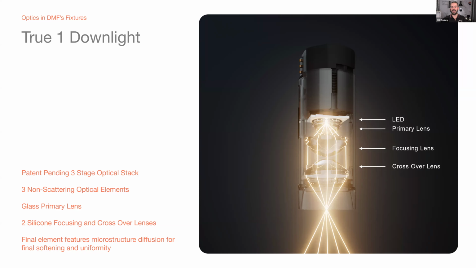Ultimately, like I said, those non-scattering or imaging elements are not very forgiving to any imperfections. They also create, without any diffusion, a very hard edge beam of light, which is generally not wanted unless you're in the theater. So what we do have here as well is one very controlled layer of micro diffusion that goes over the final element of the optical stack. That does the final beam shaping and softening to give you a nice controlled soft beam of light with a very low glare solution. So that's the True One optical stack in the design here.